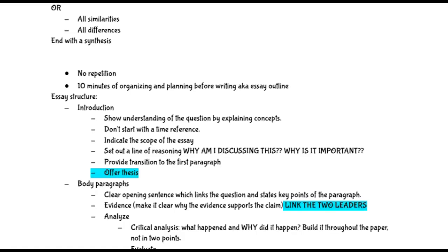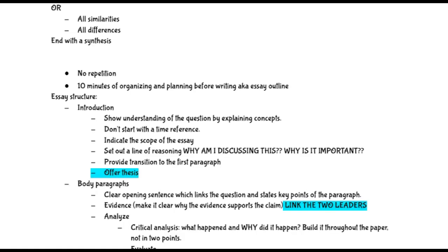Lastly, you need to have no repetition. Get to the point. These essays are timed. You do not have time to be saying the same thing over and over again. Saying the same thing or a bit of evidence in a different way does not mean analysis, okay? Do not repeat yourself. Get to the point, state it, and go.